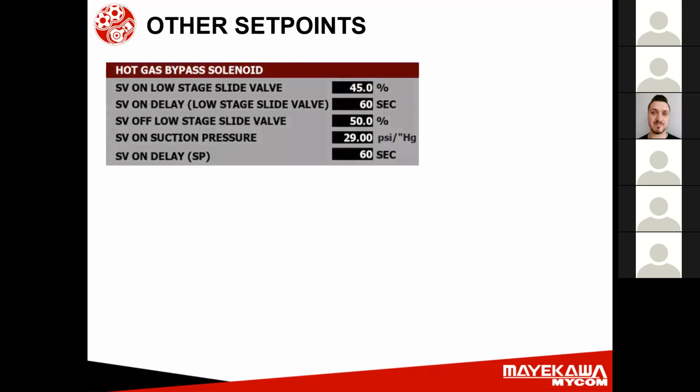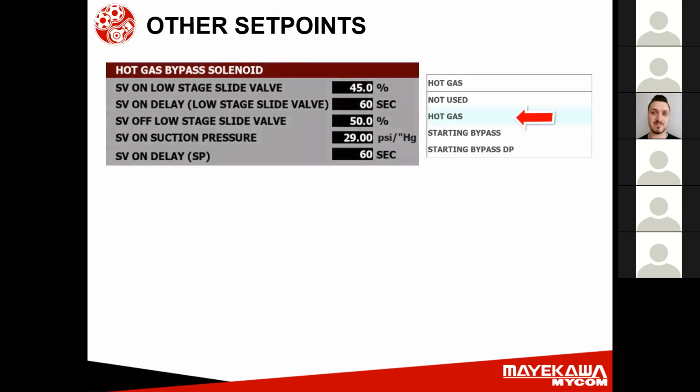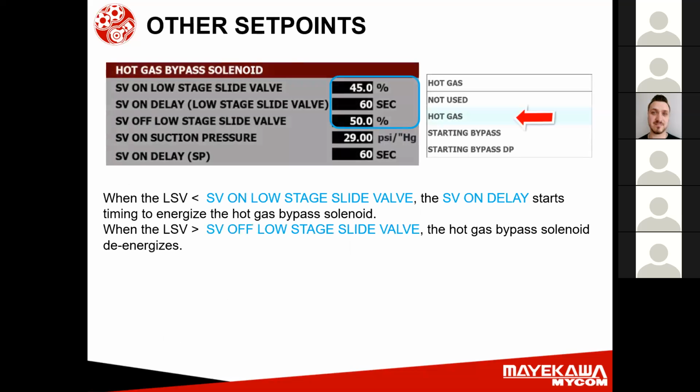Hot gas bypass solenoid option is enabled in system configuration, page 2. The control contains 2 different methods of operation. First, the low stage capacity is compared to the 3 top parameters. The SV on-off low stage slide valve percentage and SV on delay set the delay before the hot gas bypass solenoid valve turns on after the low stage capacity has reached the set value.